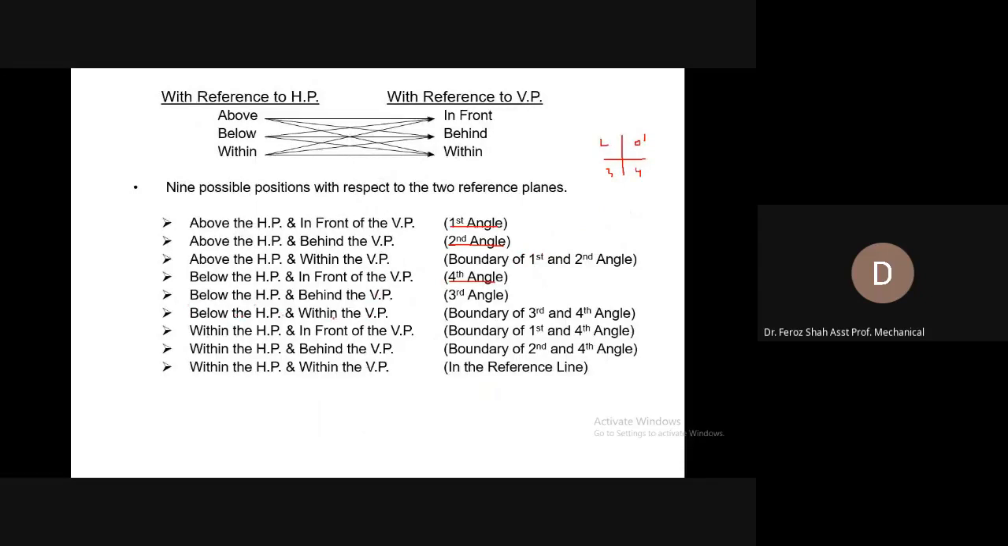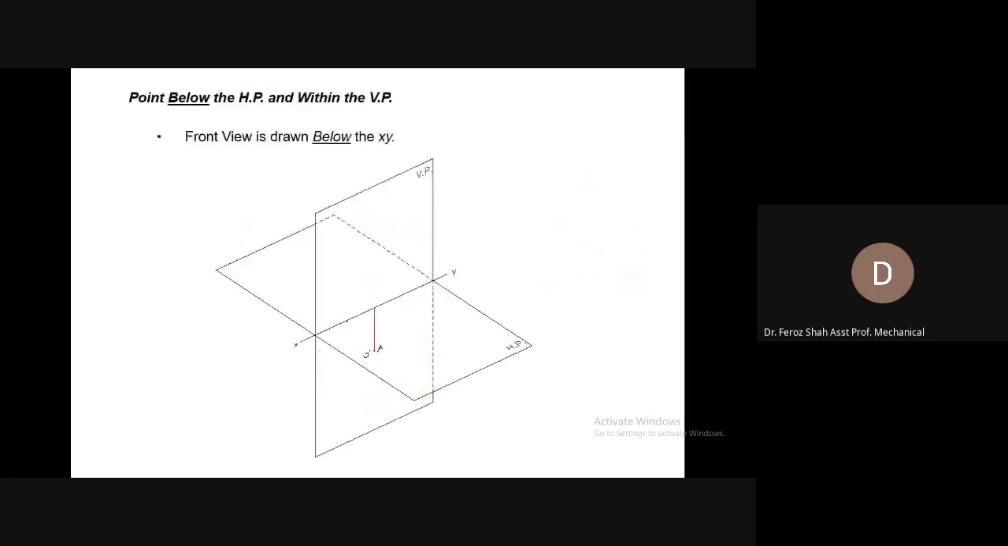Below the horizontal plane and within the vertical plane. So this is the case. Point A is still below the horizontal plane, but is within the vertical plane. So for its front view, looking at it from this side or from the rear side, its front view will be drawn exactly at this position on the vertical plane.